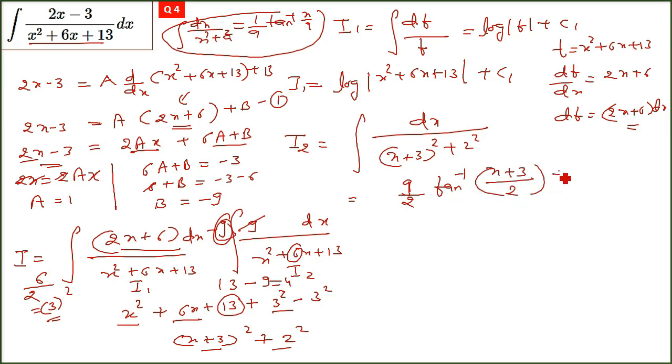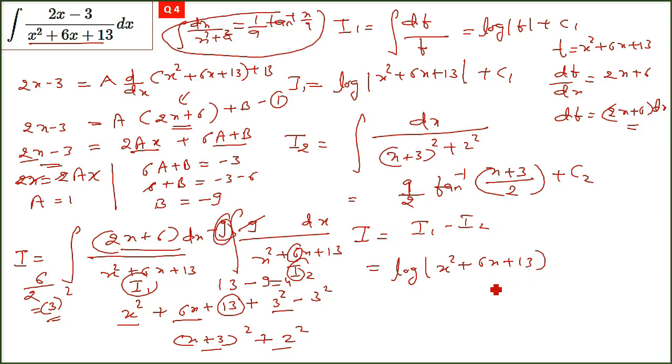And this will be with a constant of integration C2. Finally, we'll add this I1 and I2. So this I1 plus I2 will be I. So just add it. See, I've written negative because it's actually I1 minus I2. There is a negative sign in between.